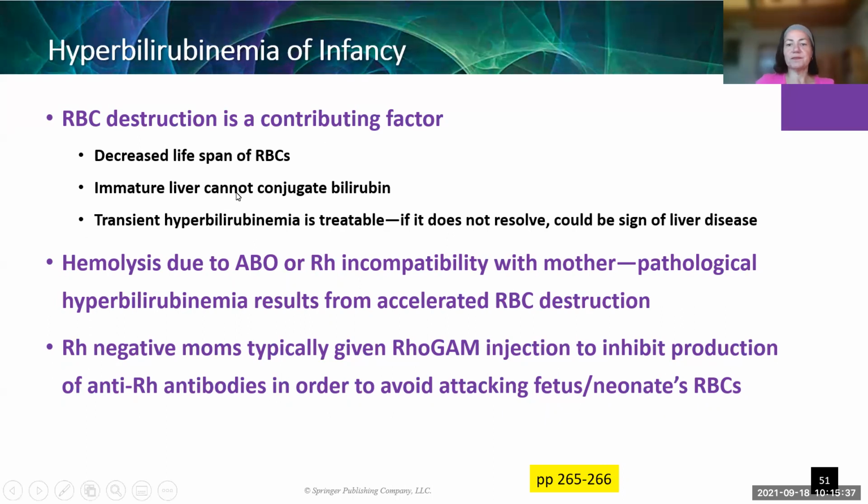It's treatable. If it doesn't resolve, that could be a sign of liver disease. And why it's so dangerous, I didn't mention it here, but why this is so dangerous in infancy, where it's not so dangerous later in life to be jaundiced. In infancy, the bilirubin's being put down in the skin, and we talk about that a lot because we can see that. The thing we can't see is that it's also being deposited in the brain.